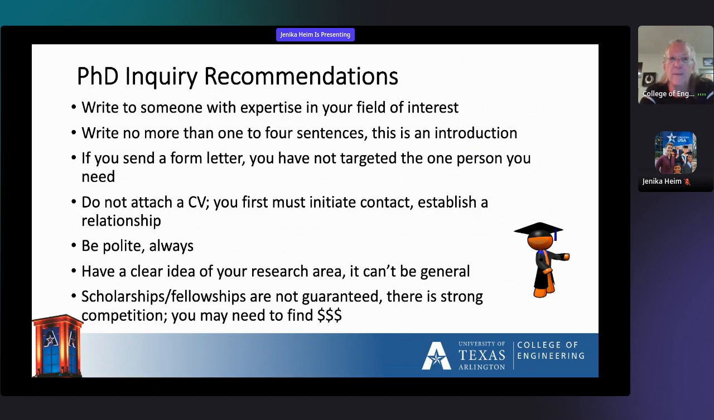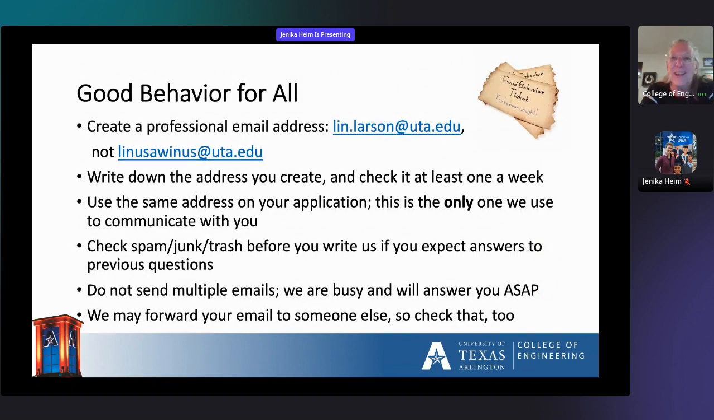Next, please. We're just about done. So, good behavior for everybody on my part and on your part. Create a professional email address and make sure you're checking it. Don't use a cutesy name that maybe you've held on to since junior high school. Write down that email address that you've created, because that's where all the communication is going to go. We don't have any other way of communicating with you. It's unlikely we're going to pick up a phone and call you. It's unlikely we're going to just mail you a whole bunch of stuff. We're trying to save the earth, trying not to use paper. So email is the way we do things.